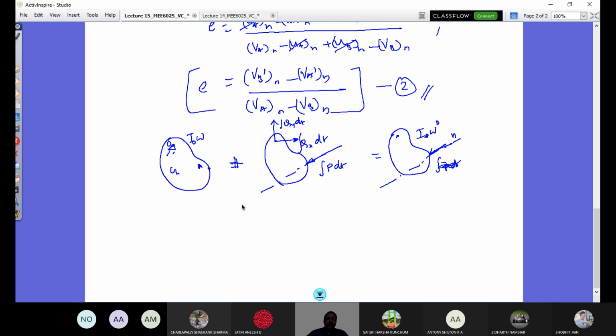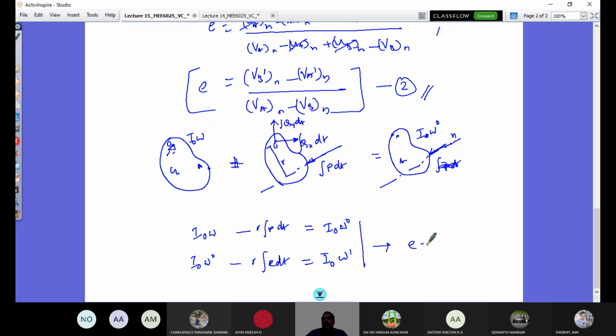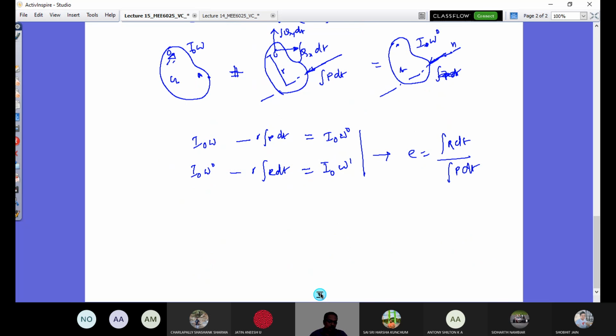So I can apply now the angular impulse and momentum principle: I naught omega naught plus, since I take a moment about this point, the reaction impulses won't participate. I will have this distance, say r, so it is going to be r integral P dt. That's equal to I naught omega dash. In a similar way, I can apply it from this diagram for the same vehicle A, from this till the end of the restitution period. So I would have I naught omega dash minus r integral R dt. That's equal to I naught omega dash. So I can substitute from this for e, integral R dt by integral P dt, and I can get my expression like this.